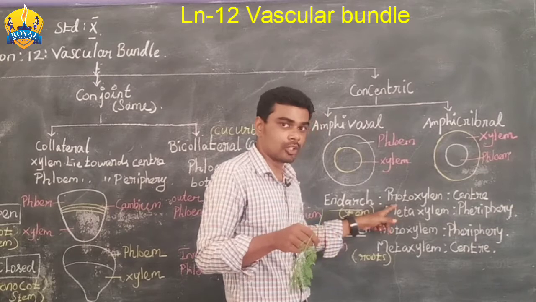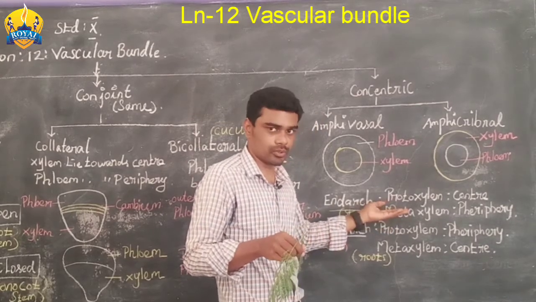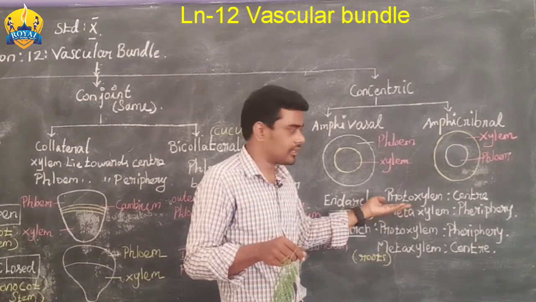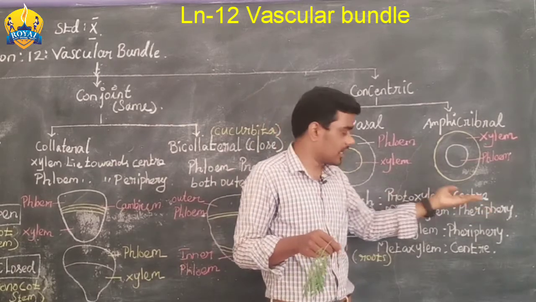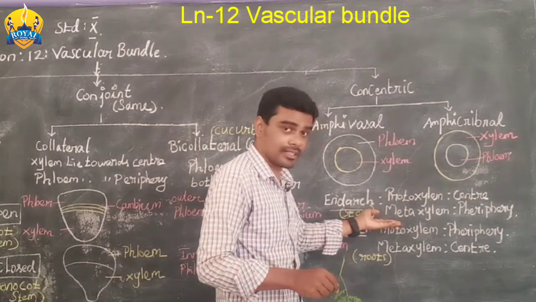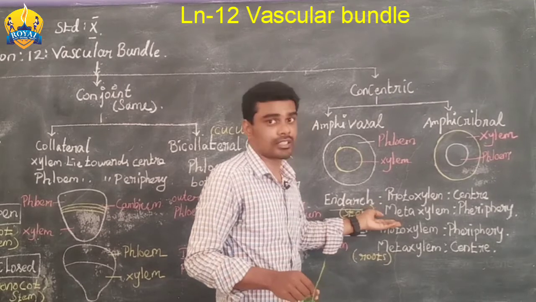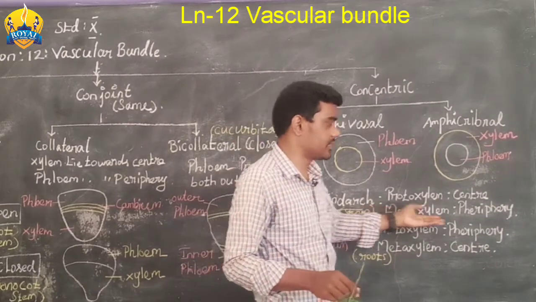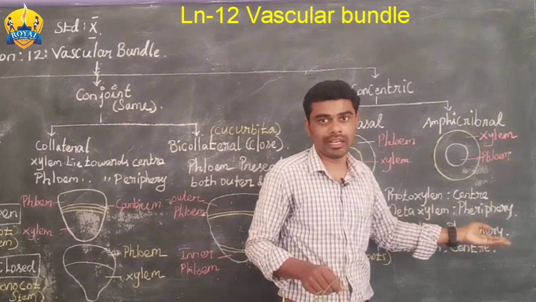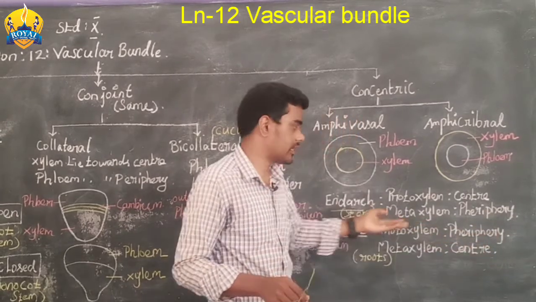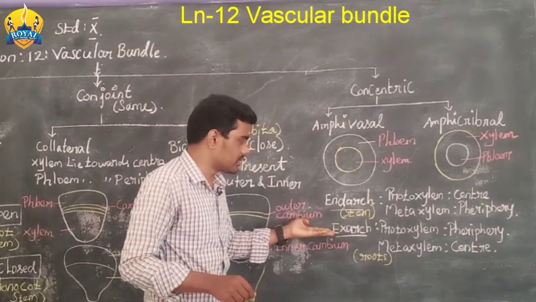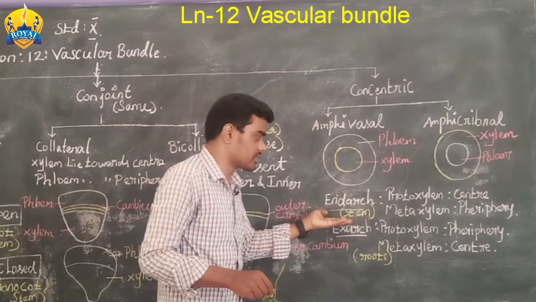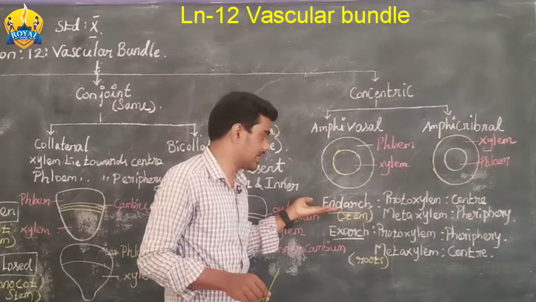Proto means growing. They are all growing tissues, growing xylem, present in the center, and metaxylem is the functional xylem. Functional xylem is present in the periphery, the external layer. And this arrangement, present in the stem, is known as endarch.